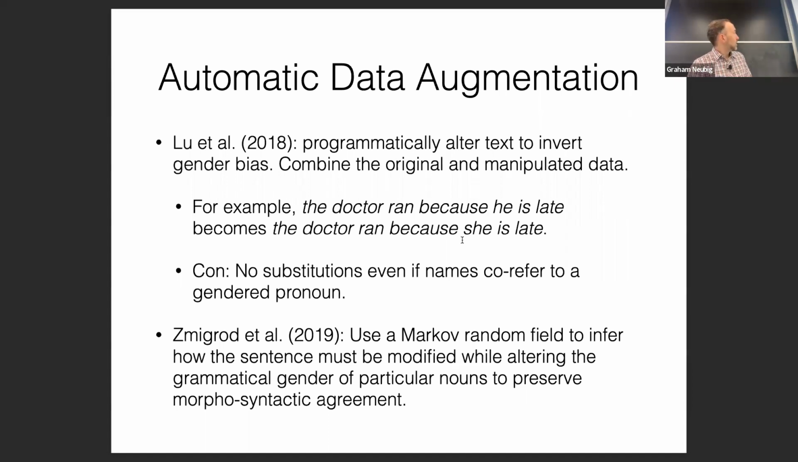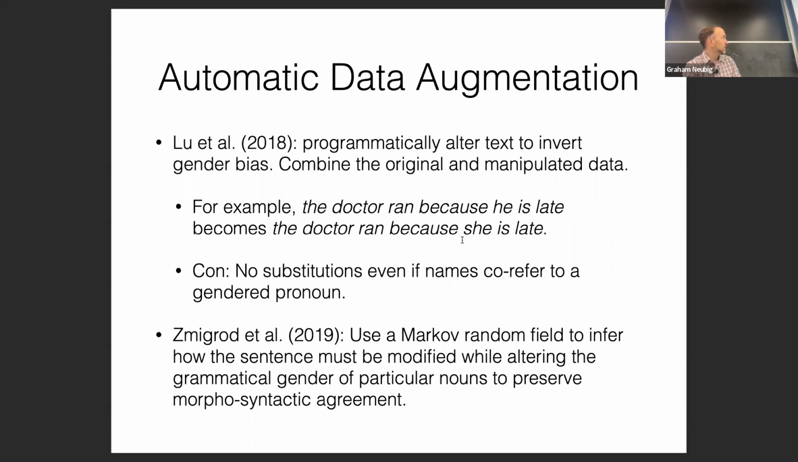so another method that we can use to help solve this problem is using data augmentation methods. And one way to perform data augmentation is to programmatically alter text to invert gender bias and then combine the original and manipulated data. And the idea here is relatively simple.